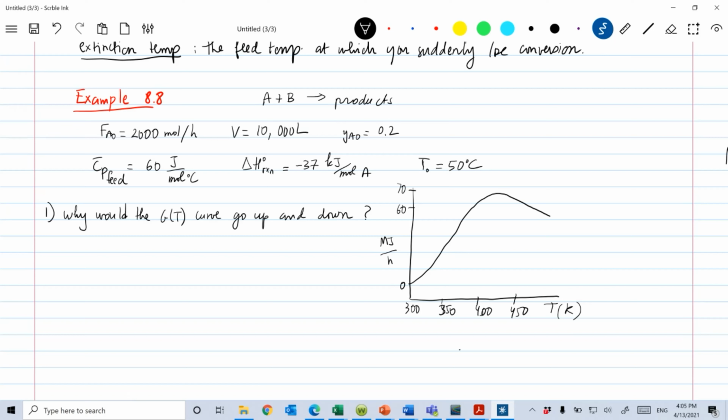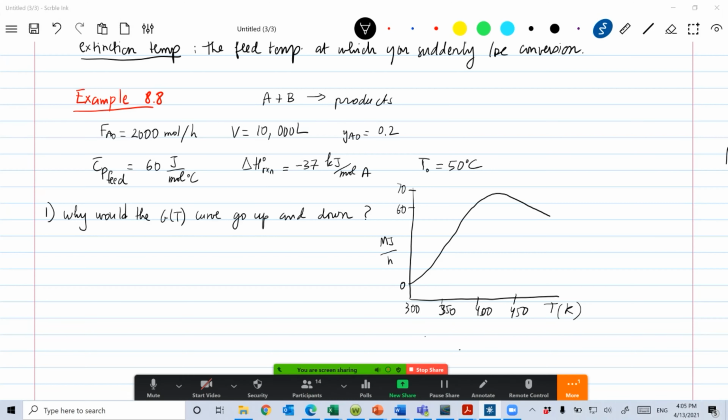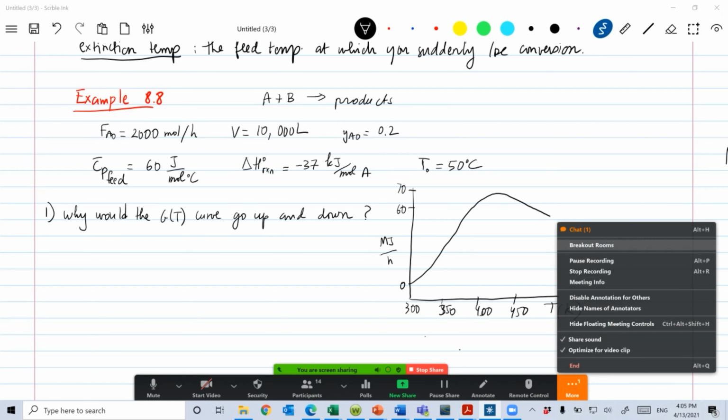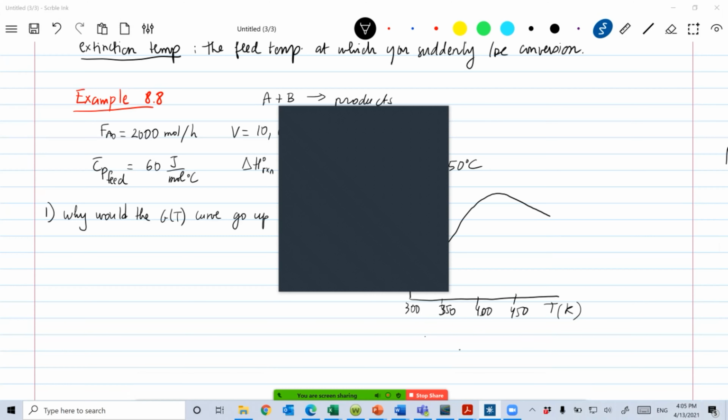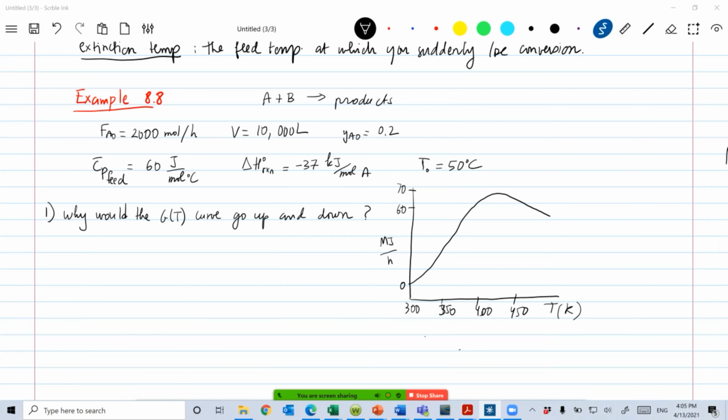The answer is simpler than you think. It's not because it reached light-off temperature.